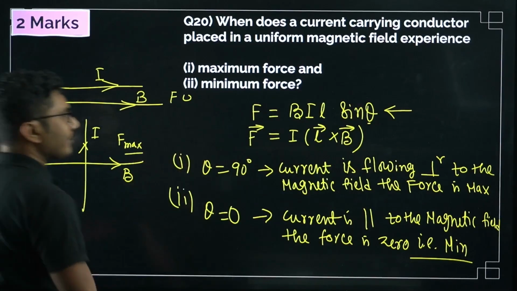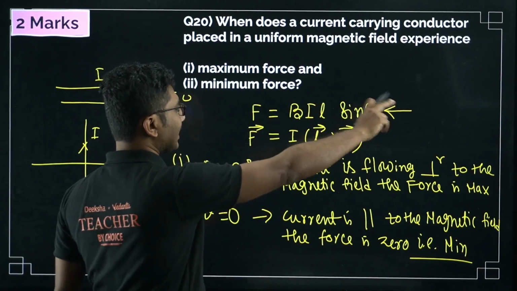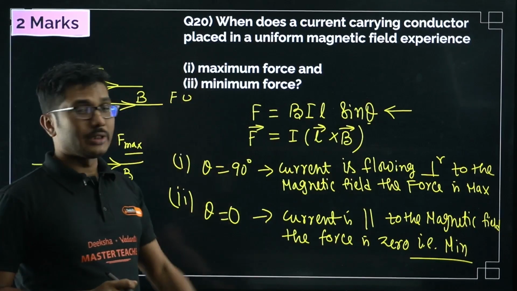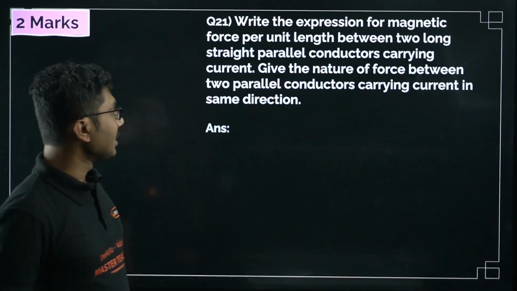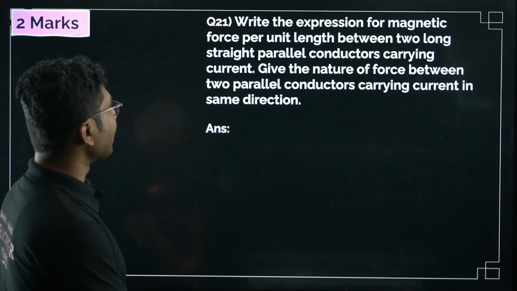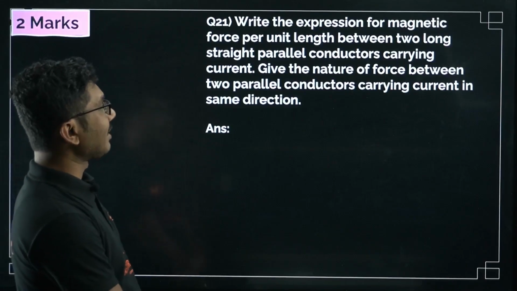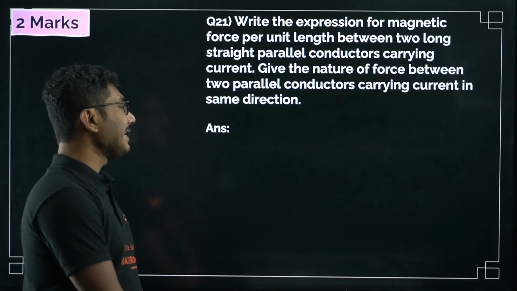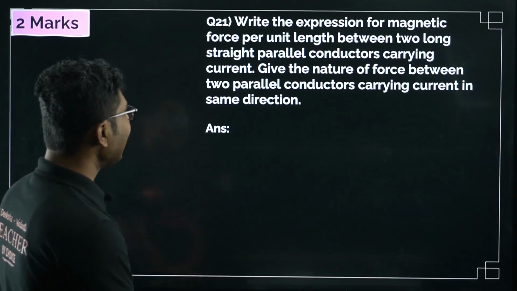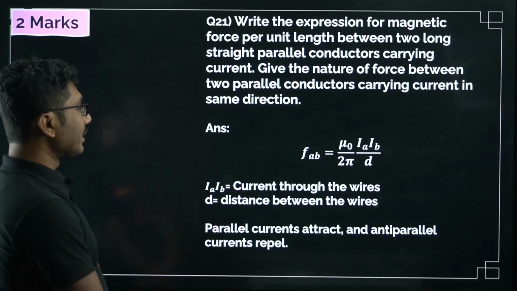Okay, simple equation. You can remember either first one or second one. You can write any one of the equations. You don't need to write both the equations. Any one is sufficient. Now next question. Write the expression for magnetic force per unit length between two straight parallel conductors carrying current. Give the nature of the force between two parallel conductors carrying current in the same direction. Okay, so let's see.